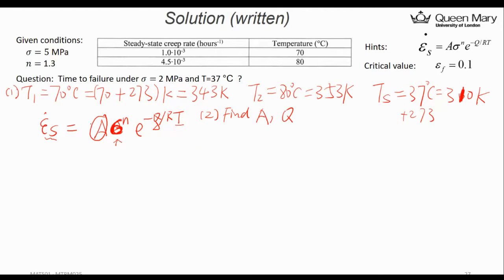Basically, it's like solving an equation with two unknowns. That's why you need two equations. How do we get that? We have two data points, so we can solve it, right? So let's do it.